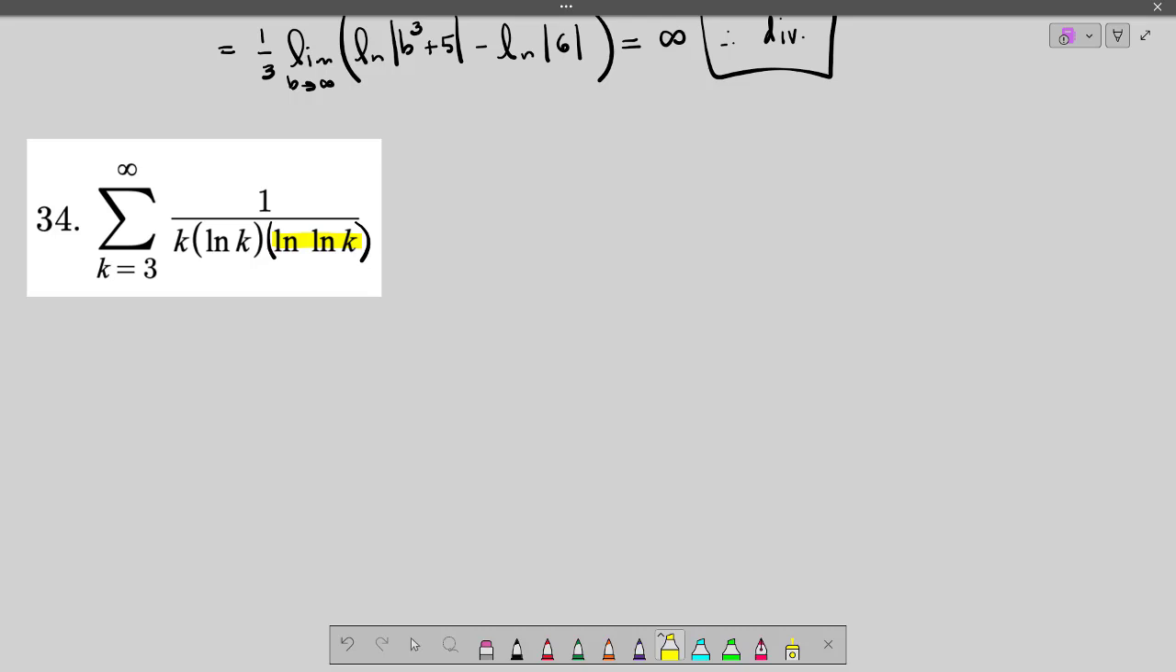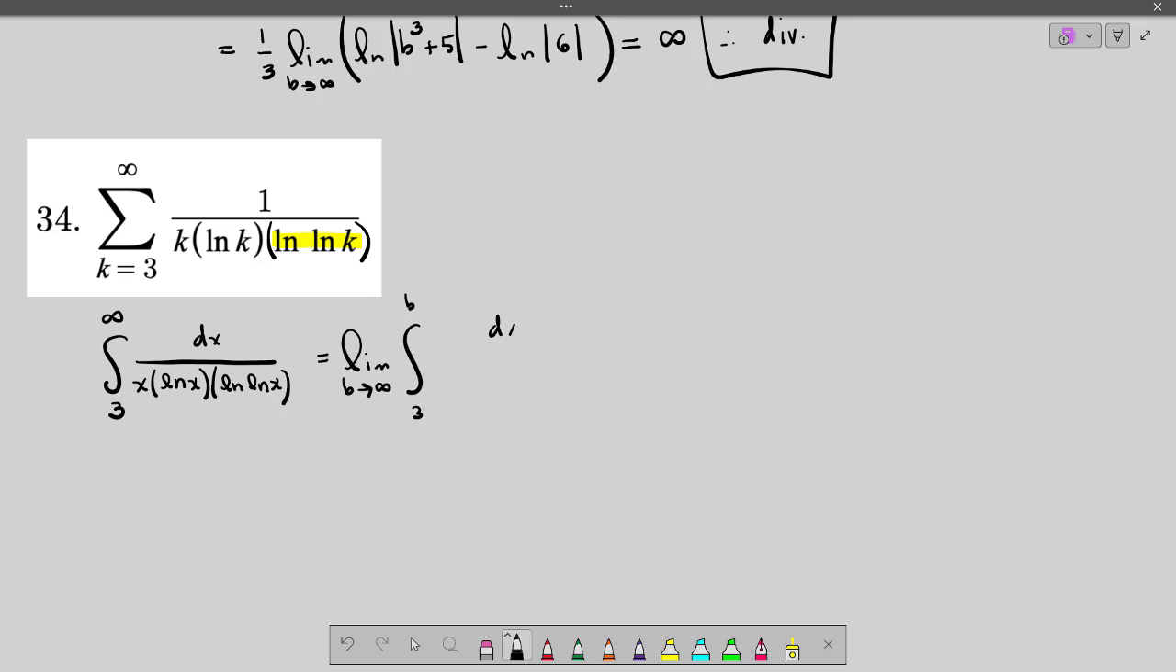So let's check. Obviously the first step is to write down the improper integral. We're going to go from 3 to infinity in this case, and then we have dx over x ln x ln of ln x. This becomes the limit as b goes to infinity, from 3 to b, of the same exact integrand, x times ln x times ln ln x.